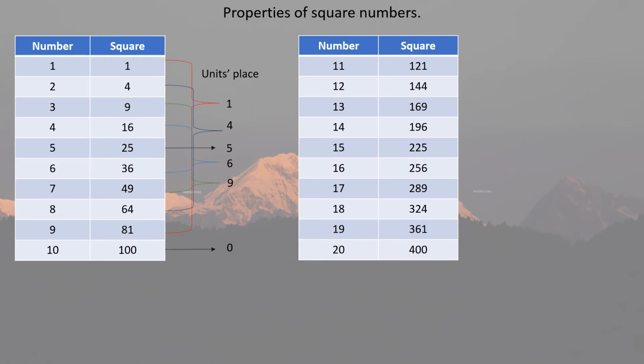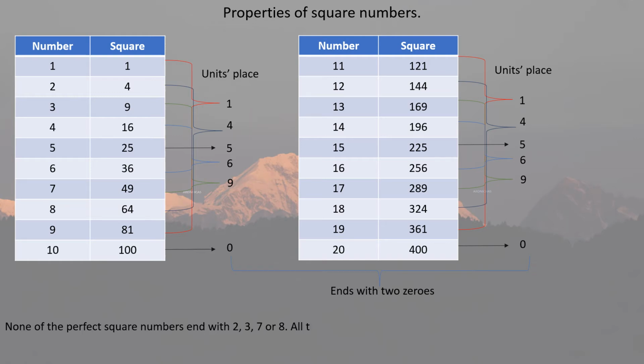Let us understand this by taking the squares of 11 till 20. Again, let's consider their units place. When we square 11 and 19, the units place here is 1. And when we square 12 and 18, the units place is 4. Likewise, we have 9 here, we have 6, and we have 5. Likewise, when we square 20, the unit place is 0. Here, the unit place ends with 0.